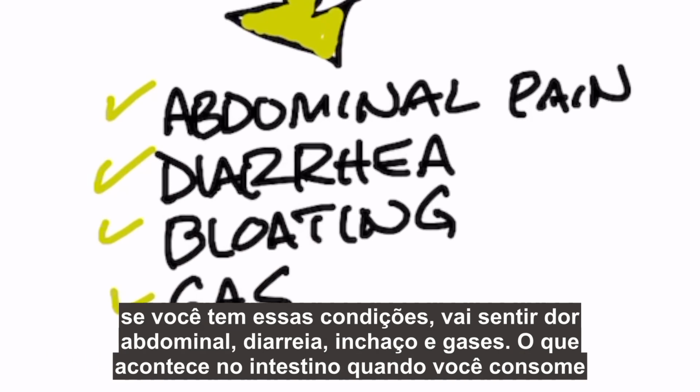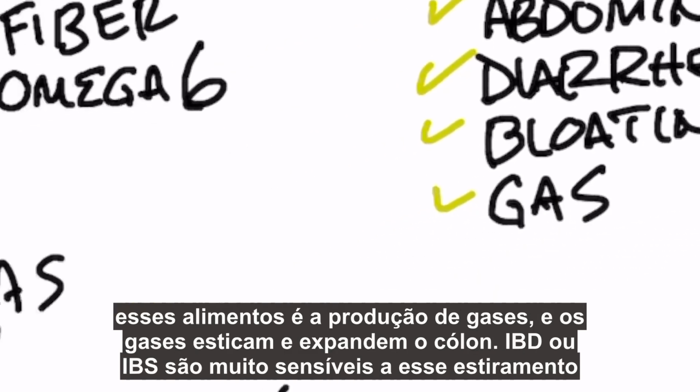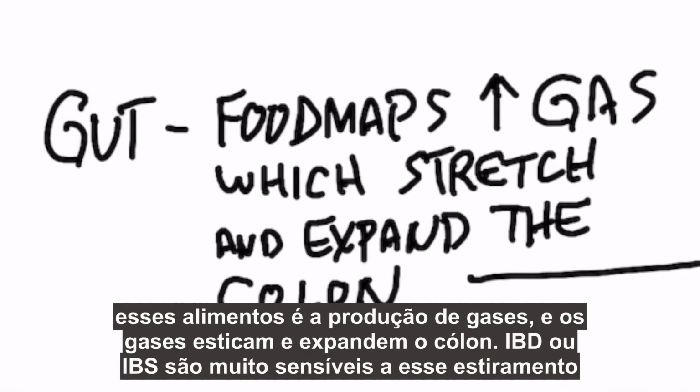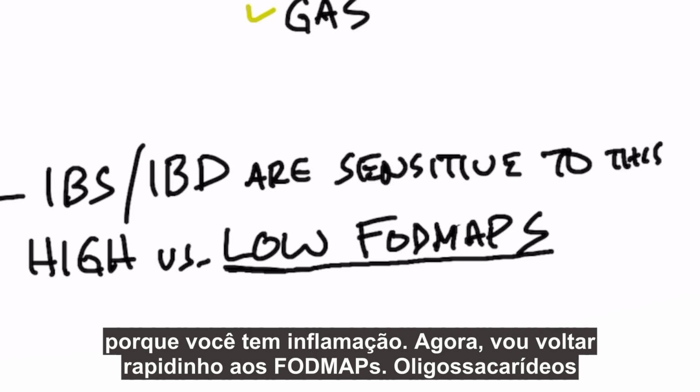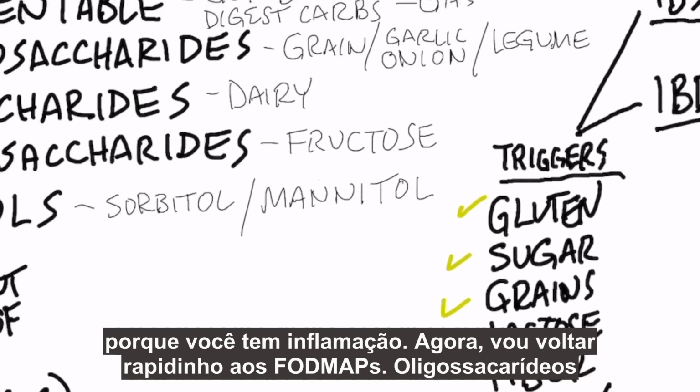So what happens in the gut when you actually consume these foods is you get gas. And the gas stretches and expands the colon, and IBD or IBS are very sensitive to this stretching because you have inflammation. Now let me just circle back to the FODMAPs for a second.